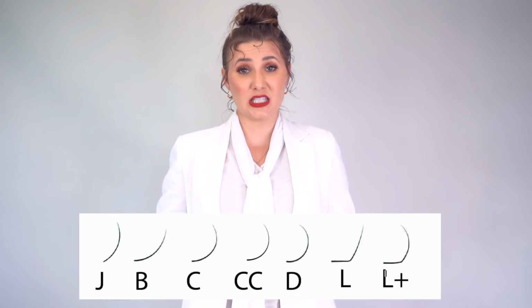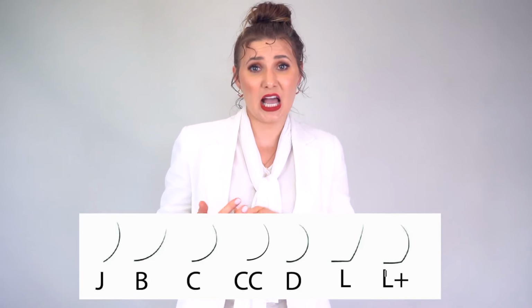And now let's move on to curls. There are quite a few different curls. J, B, C, D, DD, L, L+. So let's talk in more detail about the curls. So let's talk about the J curl. J curl is almost straight. It does not make any difference when applied on a customer's natural eyelashes.